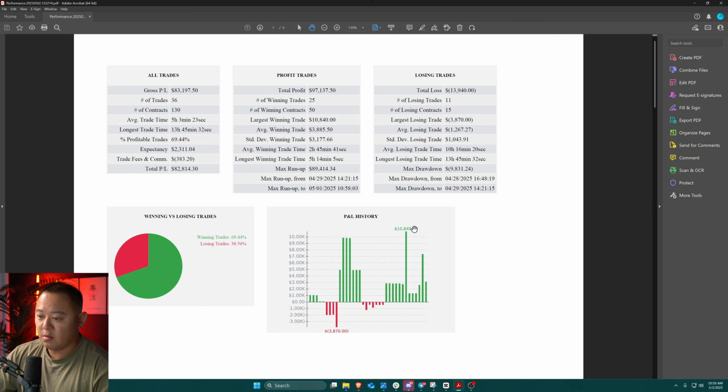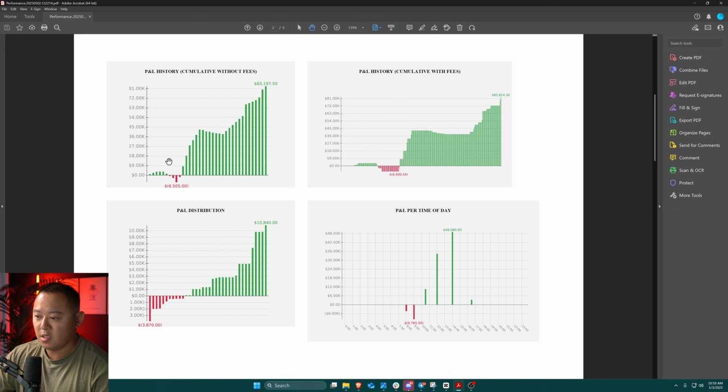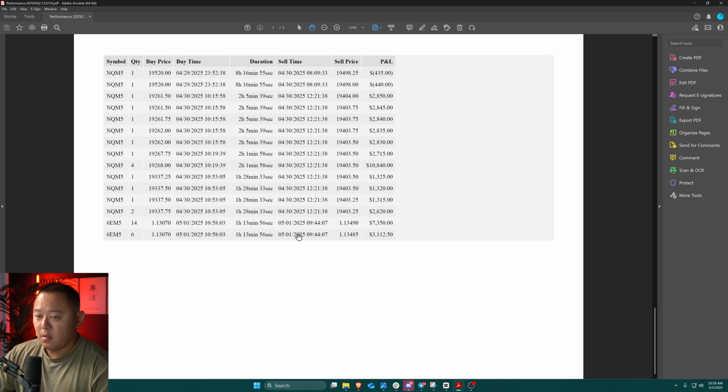So we can see here my P&L history is quite good. My largest winning trade is $10,800. My largest loser is $3,800. And we can see here my P&L history over the course of 1 week, guys. Outside of this one euro short, all of these were only going long on NQ. I did not take a single short in NQ this week because of that weekly bias.